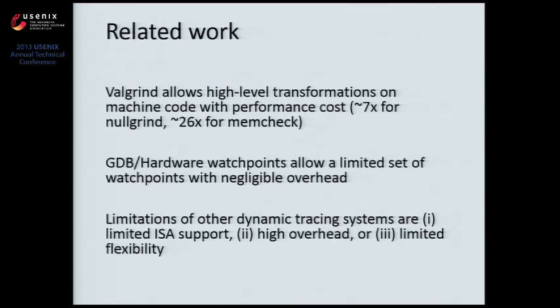Valgrind offers very high-level transformations on machine code with some performance costs, 7x for vanilla translation. Remember, we had 11 to 15% for the binary translation and 27x for memcheck. We had less than 2x for the additional checks.